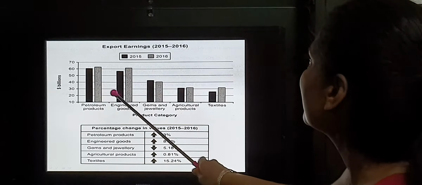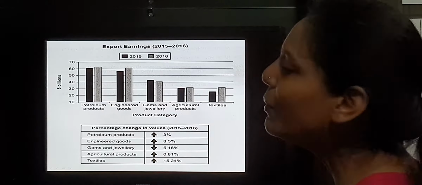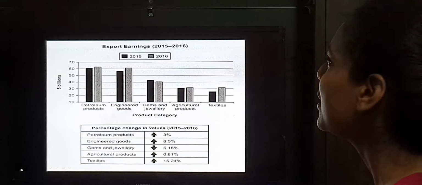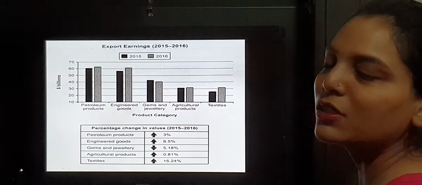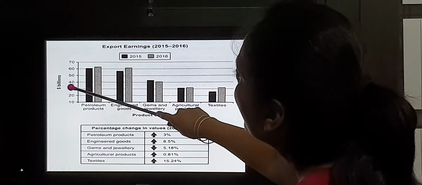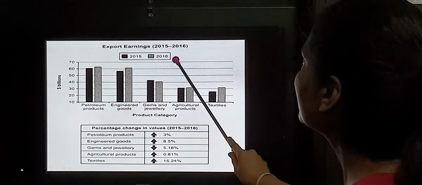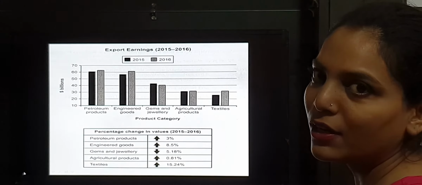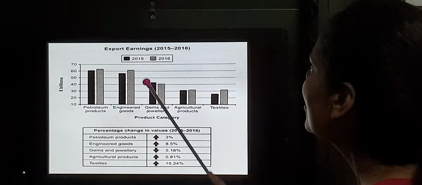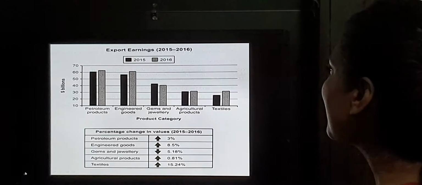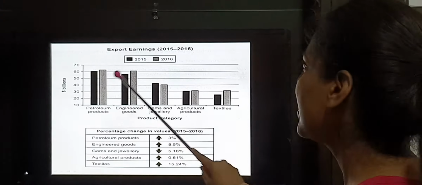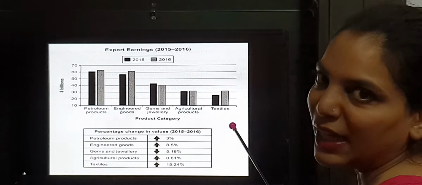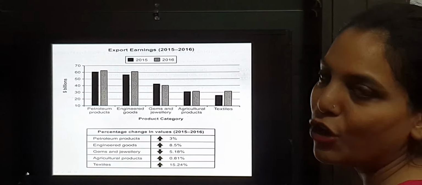The first graph, that is the bar graph, shows earnings from exports, as it is seen export earnings in 2015 and 2016. The black region shows the export earnings from 2015, which are in $billion, and the gray portion shows the export earnings in $billion in year 2016. So there are different categories of products: petroleum products, engineered goods, gems and jewelry, agricultural products and textiles. So there are 5 categories of products.